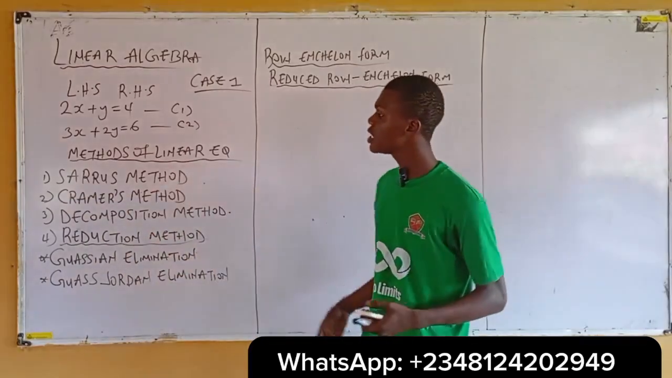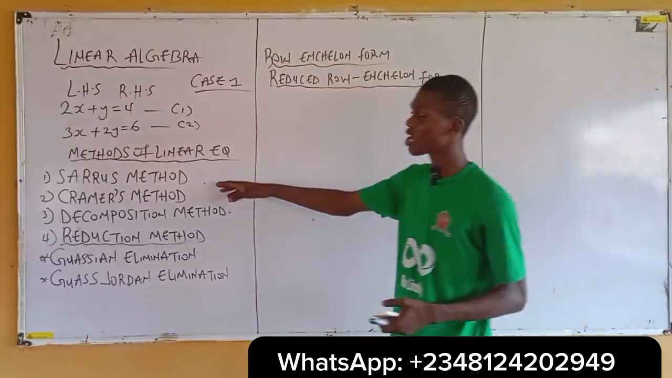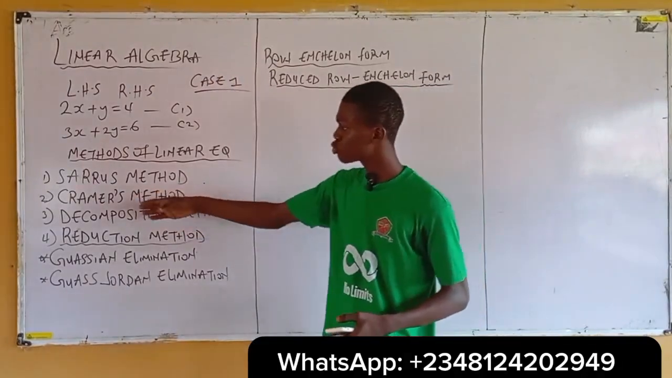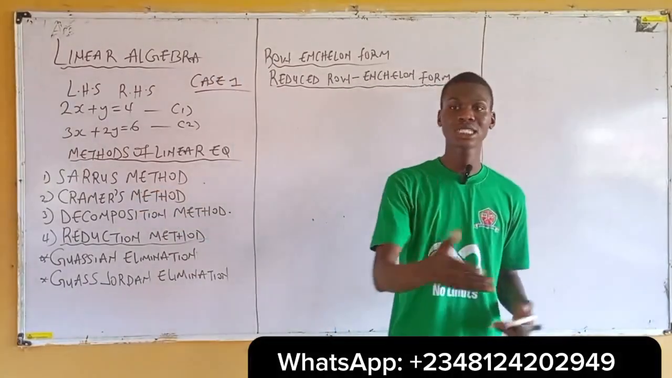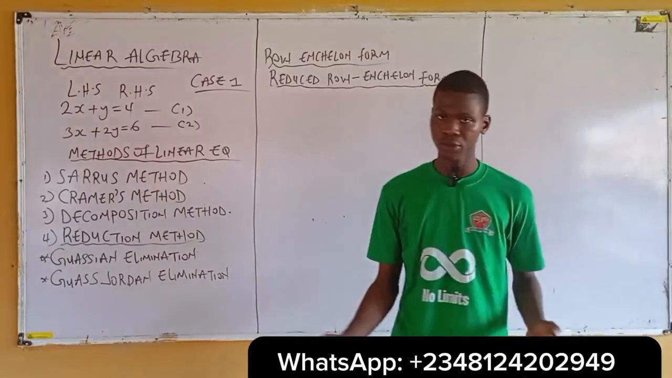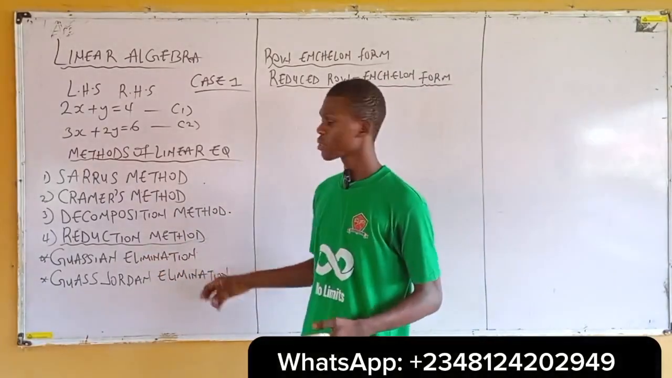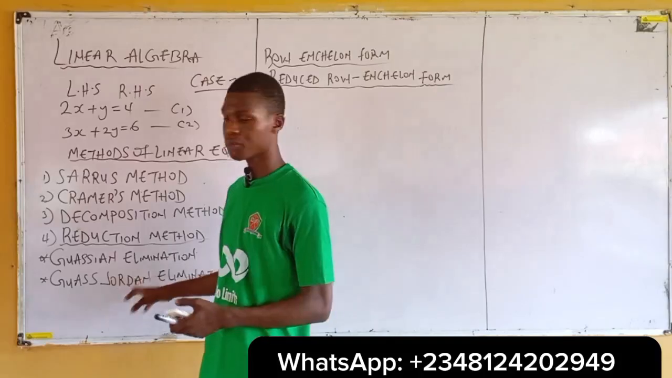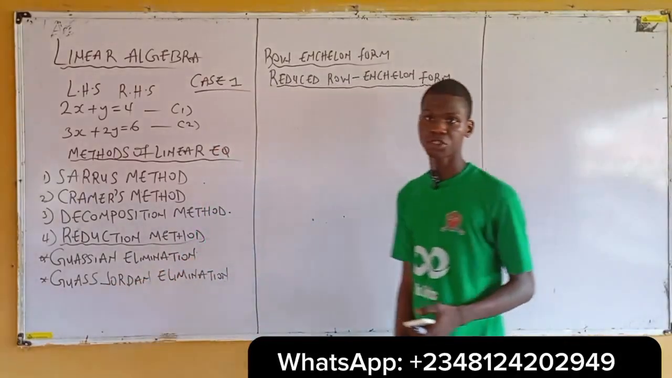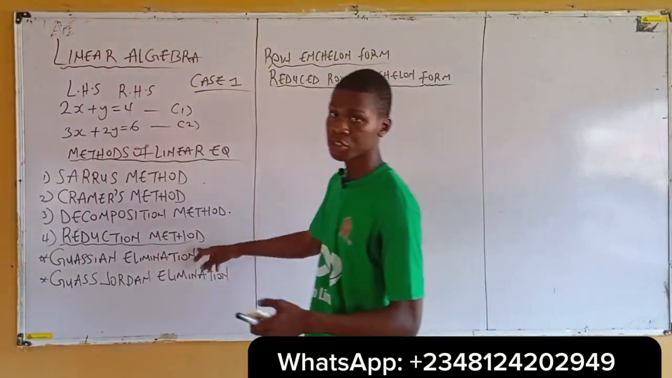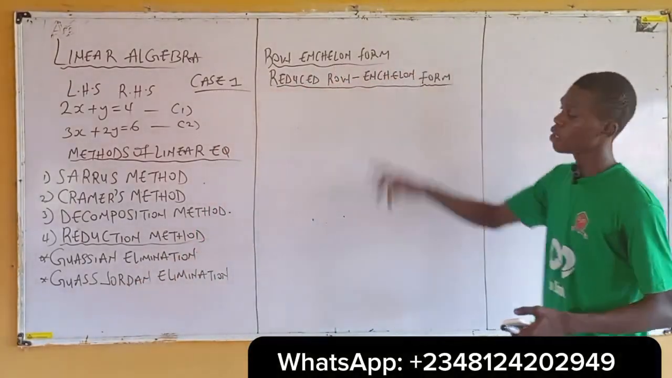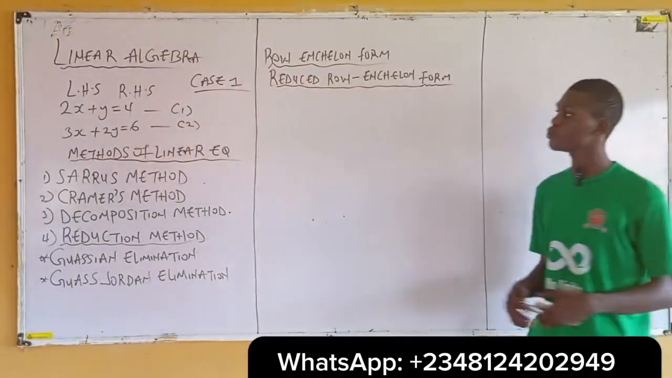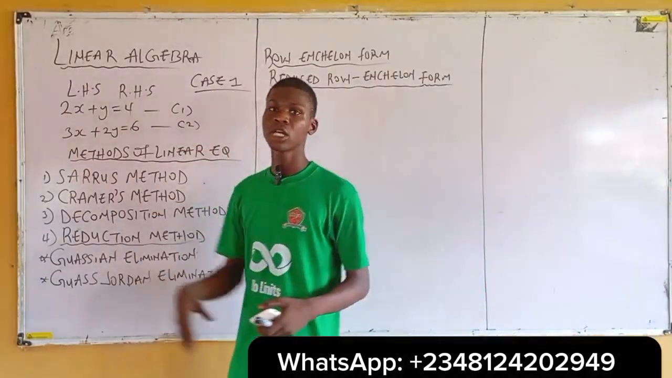Now, we said methods of linear equation. The first one is the Sarus method. You get to see what Sarus method means later. Number two is Cramer's method, meaning your determinant. Number three, decomposition method, the advanced part of row reduction. Then the fourth one is reduction method. Under reduction method, we have Gaussian elimination method and Gauss-Jordan elimination method. Another name for Gaussian elimination method is row echelon form, while Gauss-Jordan is called what? Reduced row echelon form.